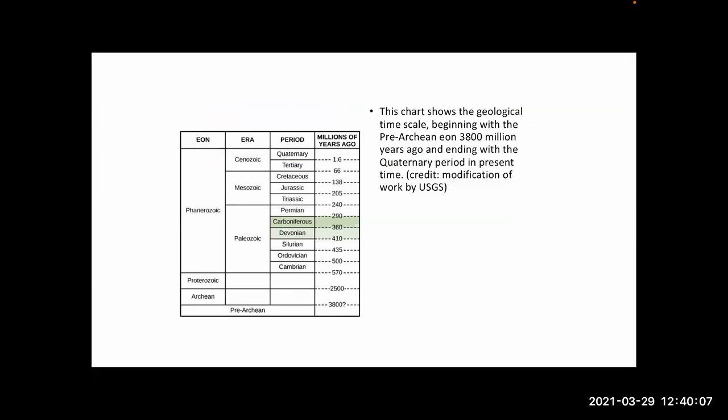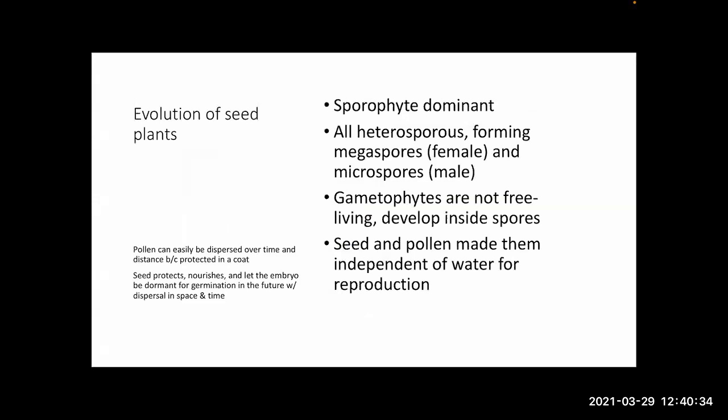This image here is just showing the geological time scale where these plants would have really dominated. So from about 410 million years ago to about 290 million years ago, the Devonian and Carboniferous periods, which is when these would have been more dominant on the landscape.